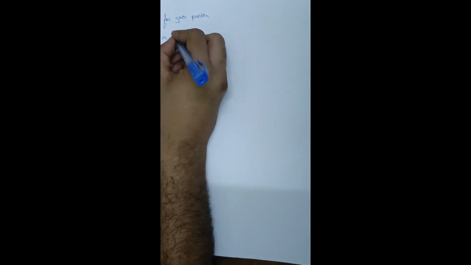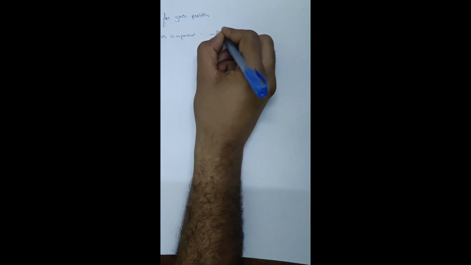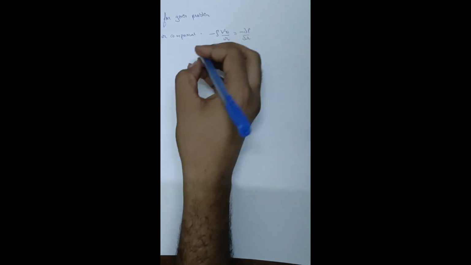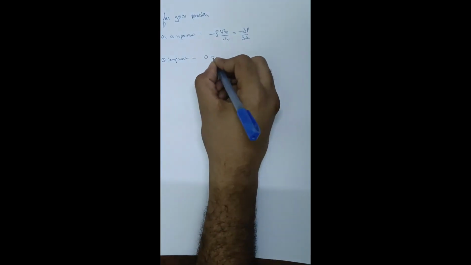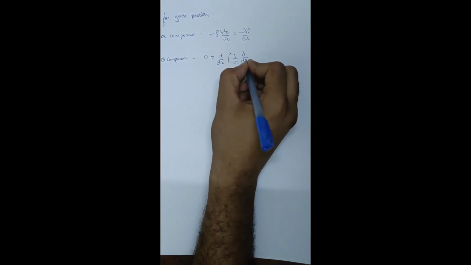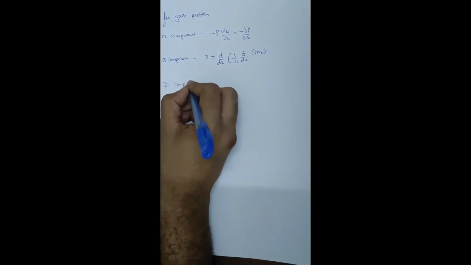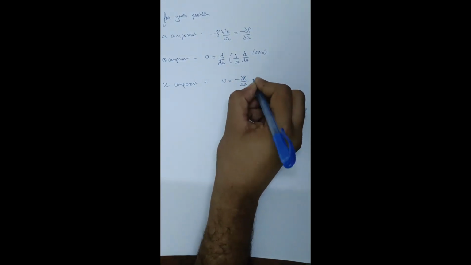For the R component it is minus rho V theta square by R equals minus dou P by dou R. For the theta component, it is 0 is equal to d by dr into 1 by R into d by dr R V theta. For the Z component, it is 0 is equal to minus dou P by dou Z minus rho g.